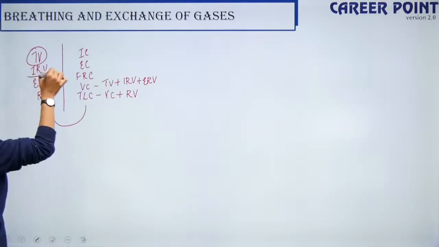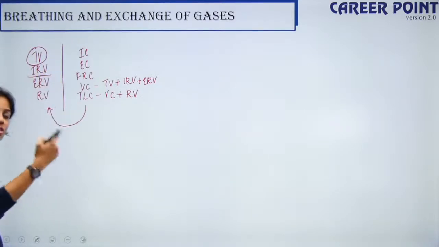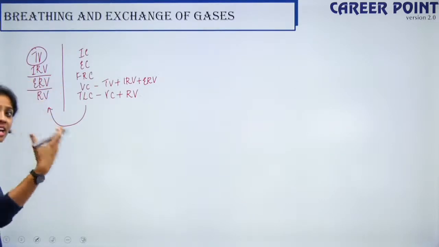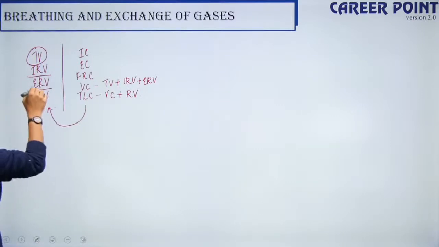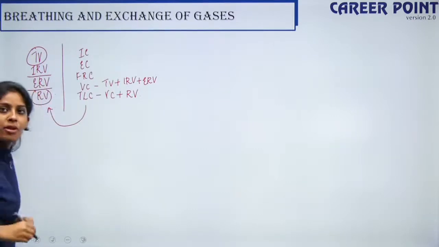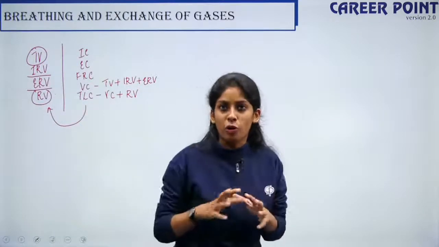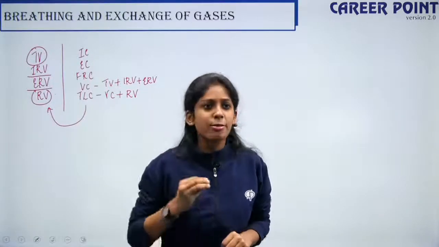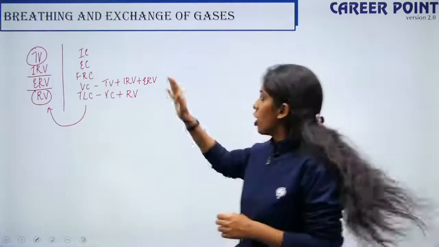Inspiratory reserve volume is how much extra you can inhale. Expiratory reserve volume is how much extra you can exhale, okay? And however much you exhale, you always have some portion left inside your lungs, that is residual volume. What is the example I told you to remember for residual volume? Suppose your mom is transferring a packet of oil into a jar, however much she tries, some amount of oil always remains in the packet, right? That is residual volume. So the volumes are clear.